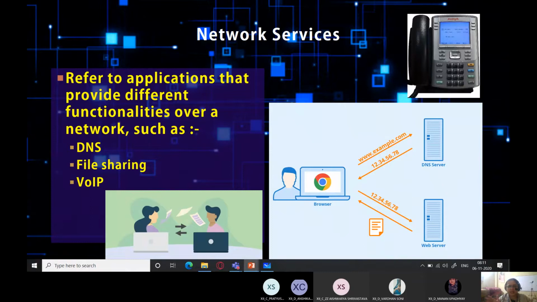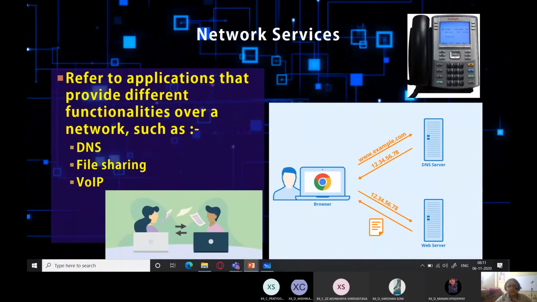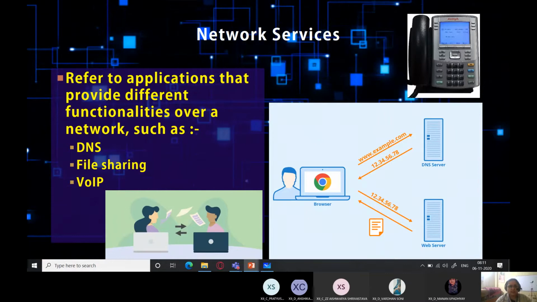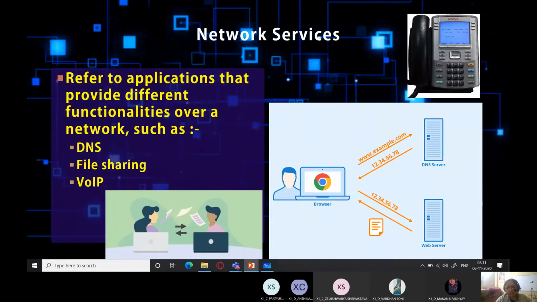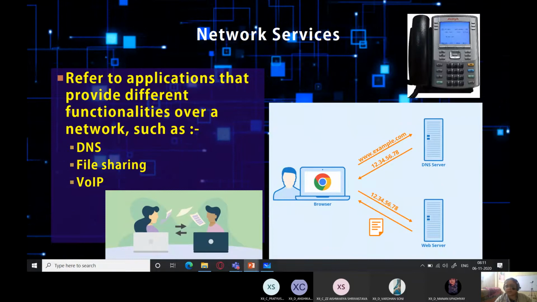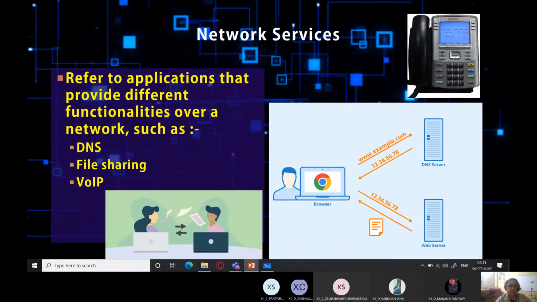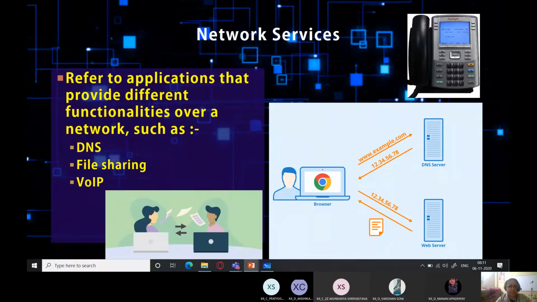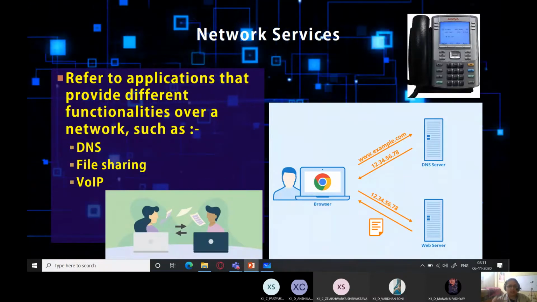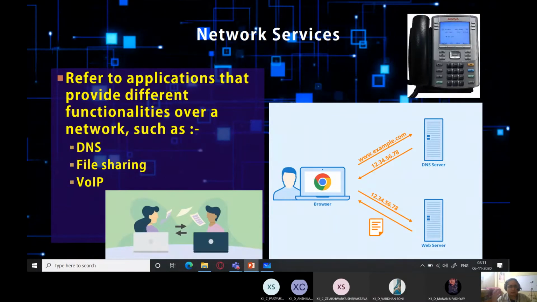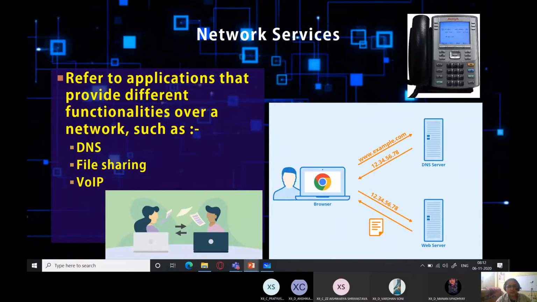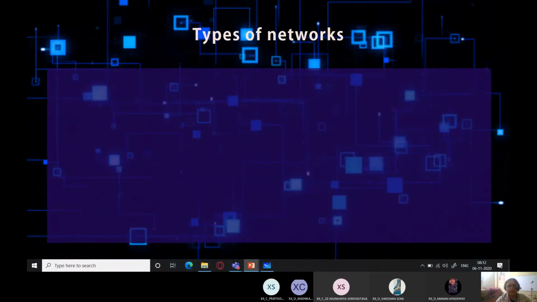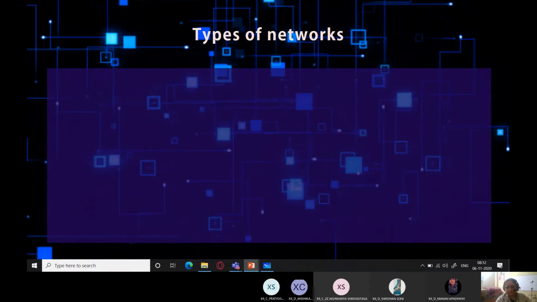File sharing, yes, there are some file servers also. If you want to upload a file somewhere or download a file, that becomes file sharing. And VoIP, that is voice over IP. Whenever you call a customer care service, they direct you to press some buttons, and depending upon which option you choose, you will be redirected to that particular section. So that is your VoIP. So these are all the network services which are provided.